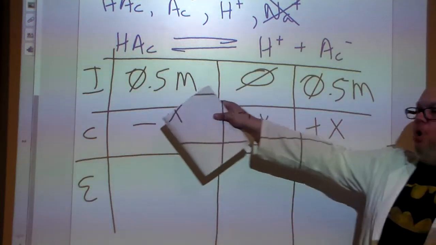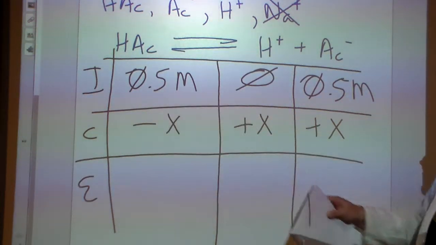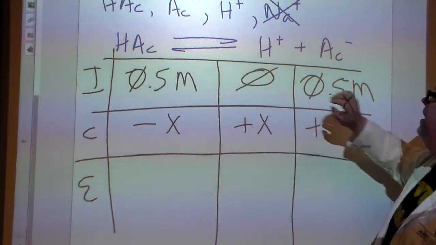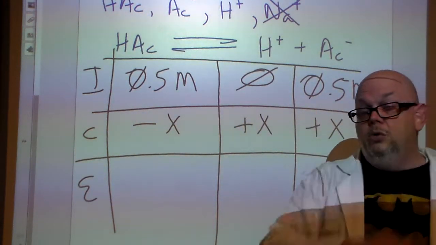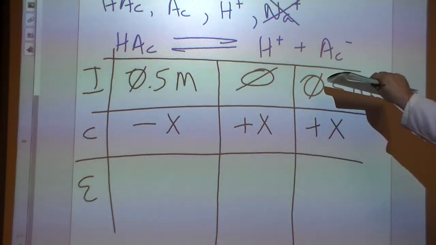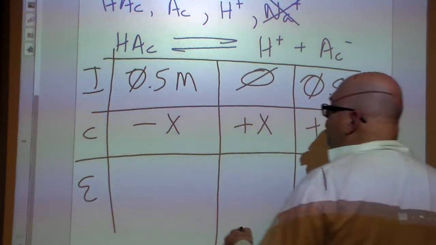Because this is being broken apart. Okay? So if this is being torn in two, that means this is going to pick up and this is going to pick up. It only makes sense for that. So now we got our initial, we have our change. Now let's look at our equilibrium.